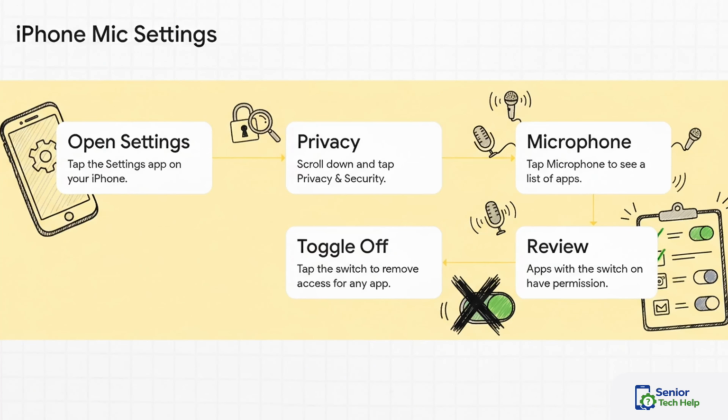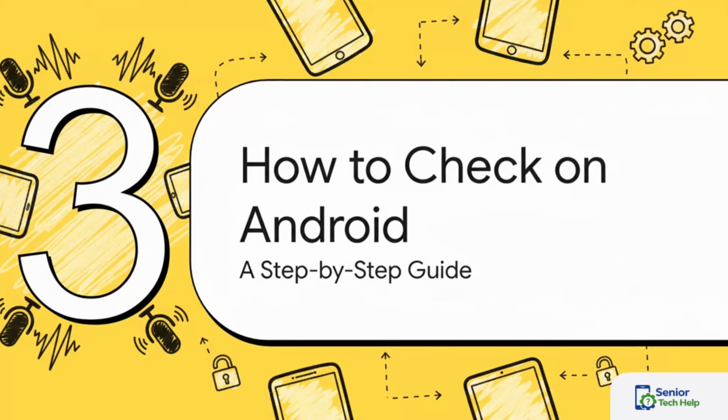Now you'll see a list of all the apps that have permission. If the little switch next to an app is green, that means it's on. To turn it off, all you have to do is tap that switch. See? It's that easy. All right, now for everyone with an Android phone, the steps are just about the same, though some of the words might be a little different depending on your phone's brand. But this should get you there.